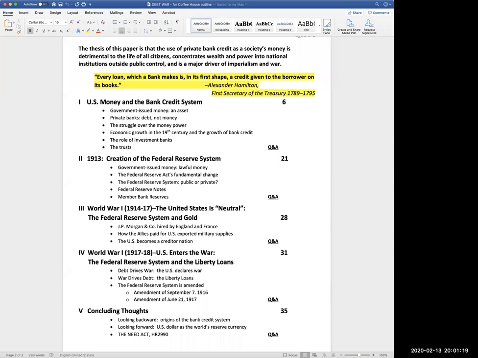These are private banks. When they make a loan contract with a borrower, you always have to sign a contract, a legal document. They created the entry in the borrower's account, or these charters from the states gave the bank the legal privilege of printing up their own banknotes and lending them out. So they did both.